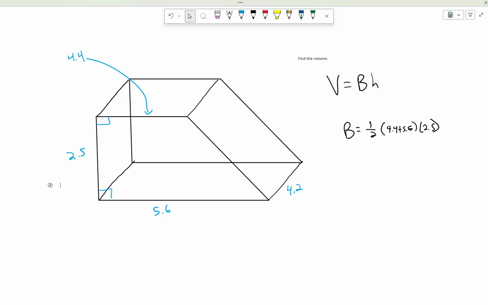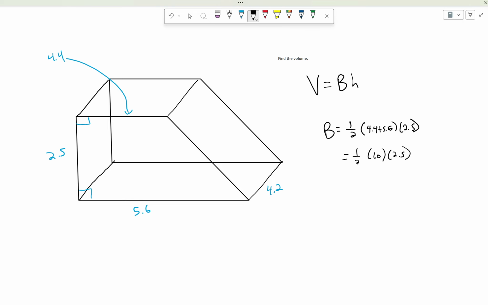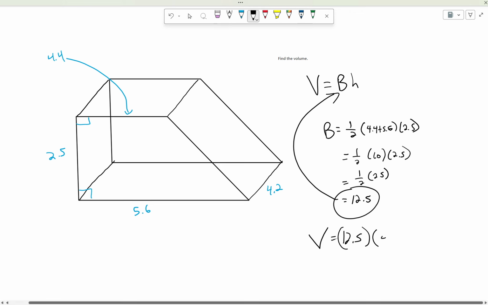So that's the area of the trapezoid, which is 1/2 of 10 times 2.5, which is 1/2 of 25. Half of 25 is 12.5. Then we take this number and plug it in as the area of the base. So the volume is 12.5 times this height, which is the length between the bases, 4.2. Again, this is a trapezoidal prism.